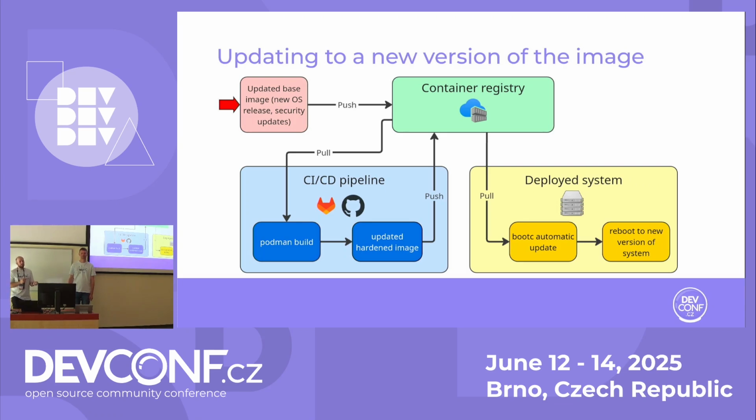Because deployed systems are configured with automated atomic updates. So what will happen is all the systems will detect that there is a new version of the container image in the container registry. And they will pull it, switch to it, and reboot. And basically you have all the systems fixed. And you can do basically the same, for example, if there is a new version of the operating system, or if we release a new version of SCAP security guides with updated security policy.